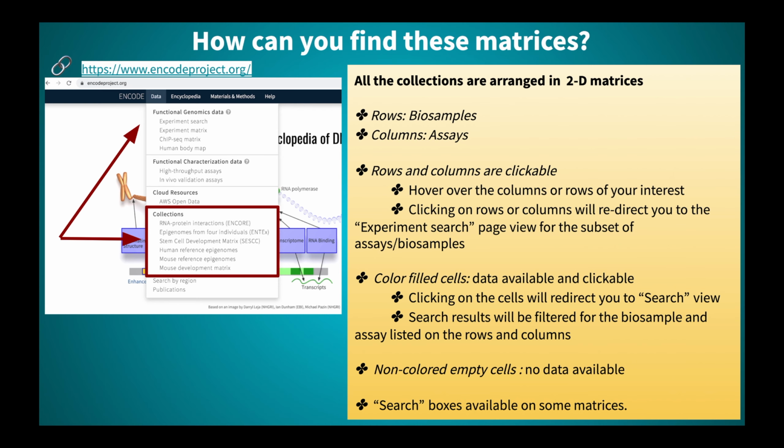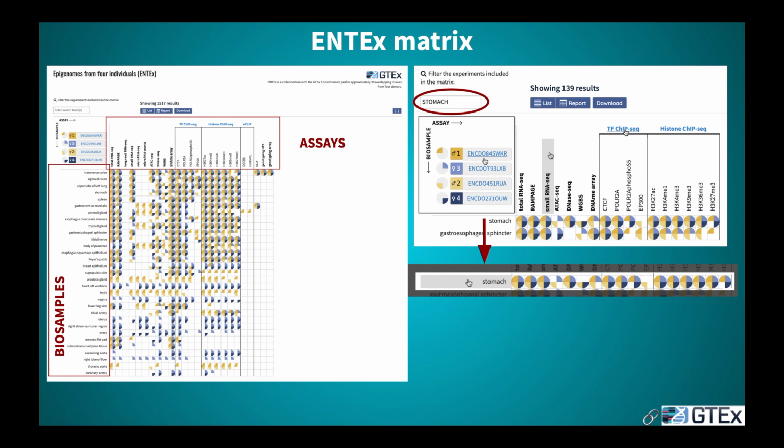We also have search boxes that will allow you to subset your matrices in a quick manner. Let's go over all the different types. The first matrix that we are looking at here is the ENTEx matrix. It is a part of the GTEx project and it is conducted on 4 human donors.